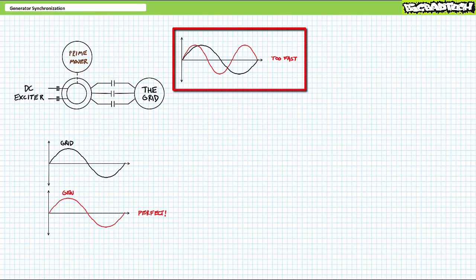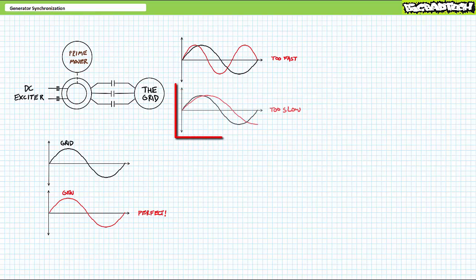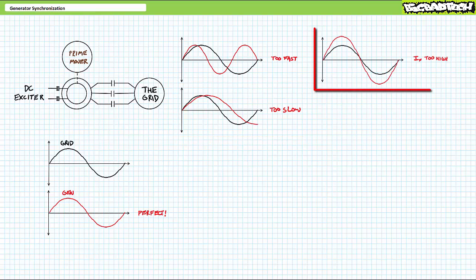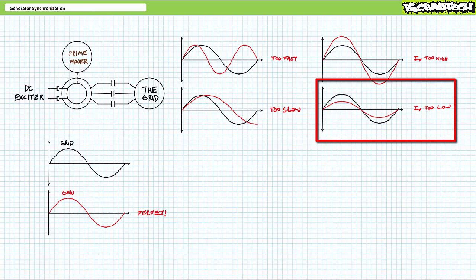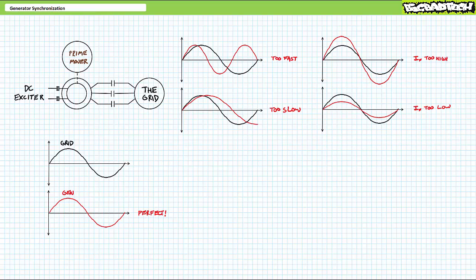Here the prime mover is running a little fast, thus the generator's output has higher frequency than the grid. Do not close the contactor. Conversely, here the prime mover is running a little slow, thus the generator's output has lower frequency than the grid. Do not close the contactor. Here the field current is a little too high, thus the generator's output has higher voltage than the grid. Do not close the contactor. Conversely, here the field current is a little too low, thus the generator's output has lower voltage than the grid. Do not close the contactor.